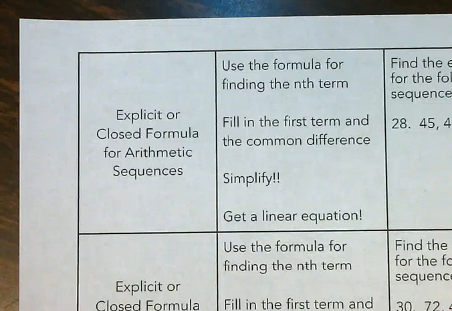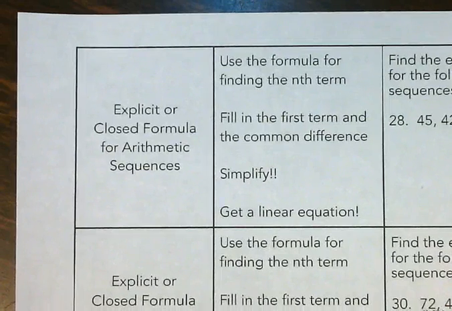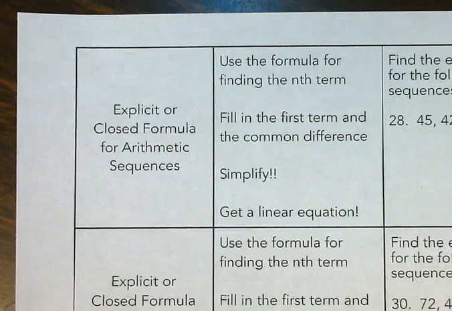Okay, we're on the back of 3B. This is explicit or closed formula for arithmetic sequences. So what we're going to do is use the formula for finding the nth term. We're going to fill in what we know, and what we know is the first term and the common difference, and then we're going to simplify. And what this is going to lead into is a linear equation. So the idea is that we get something that looks like y equals mx plus b.